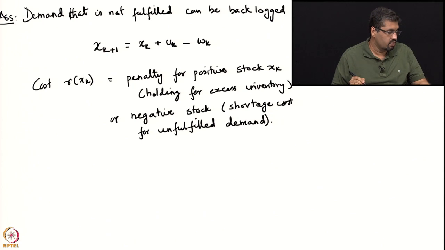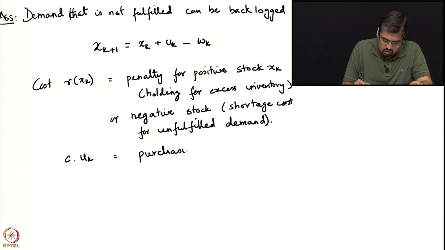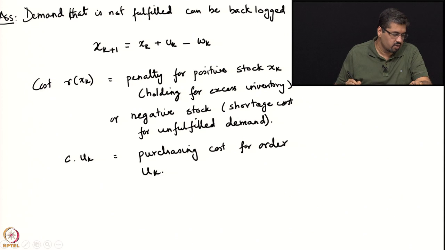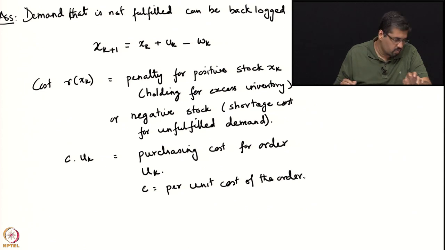We also have a purchasing cost. So there is a purchasing cost, let's say c times uk, where c is some constant. This is the cost of purchasing for order uk, and c then is the per unit cost of the order.